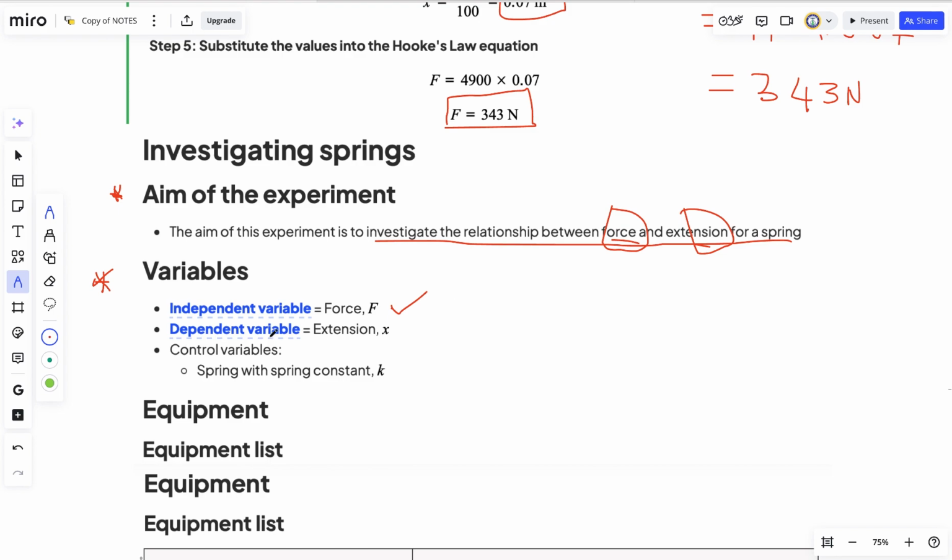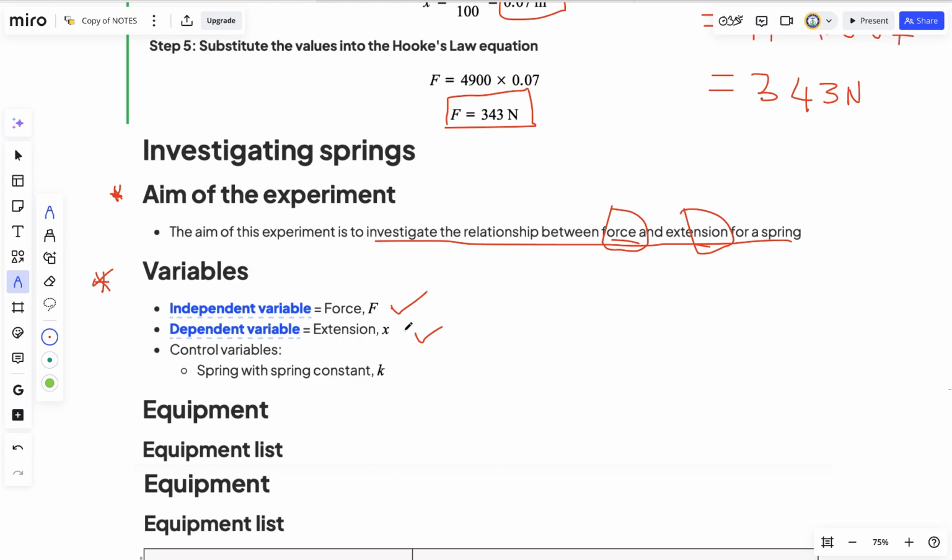Then on the dependent, which one is the dependent variable? Extension. Why is it a dependent variable? Because the extension produced is proportional to the force. Every time you increase the force, there will be an increase in extension. If you decrease the force, extension will decrease. Meaning extension just follows the force. It's depending on the force. It's not a variable standing on its own in this experiment. It's a result of what happens to the force. If I increase the force, extension increases. If I reduce the force, extension decreases. So it's called dependent. It's depending on another parameter. So the dependent variable is the extension.